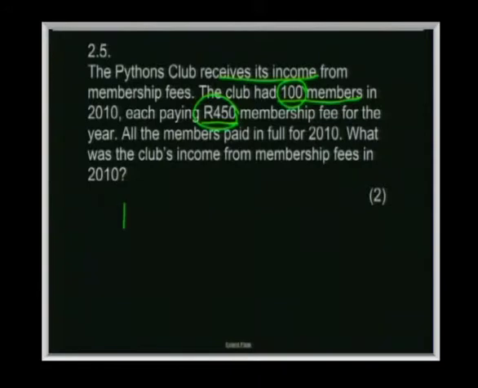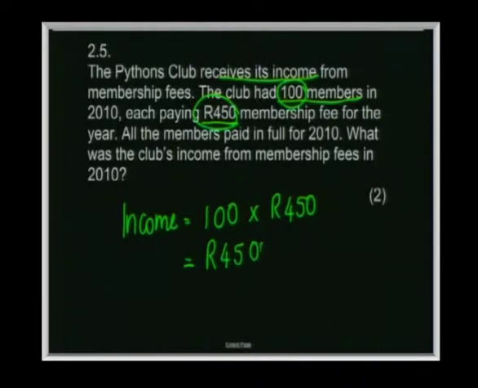So my income is going to be 100 times 450 Rand. And hopefully some of you can do that in your head. I'm going to do it in mine. So I should get an answer of 45,000. If you want to check, you can. But let's go on to 2.6.